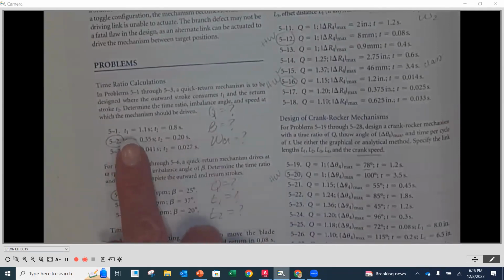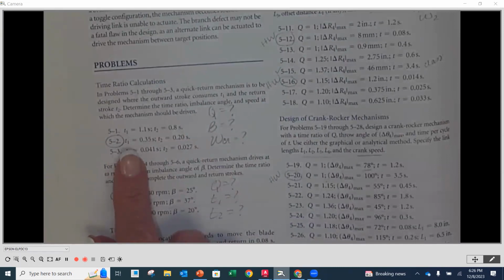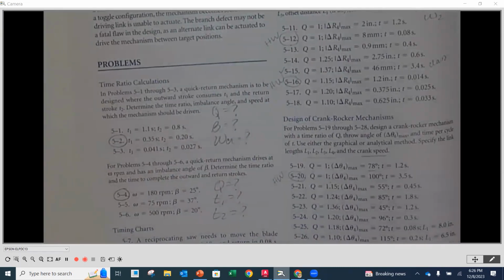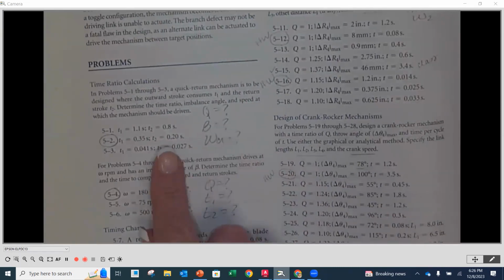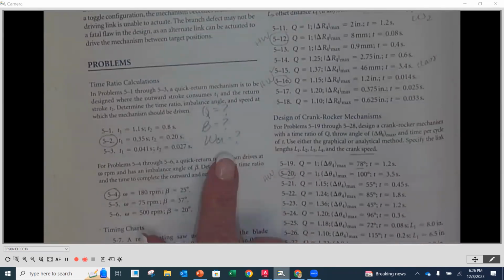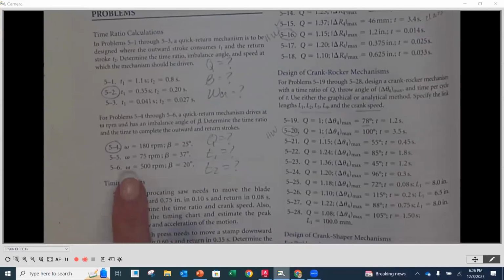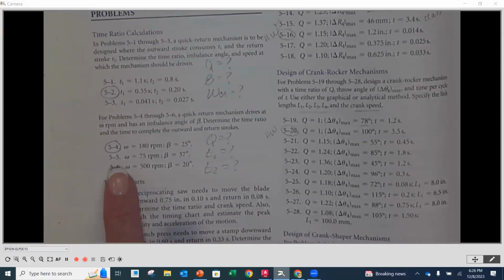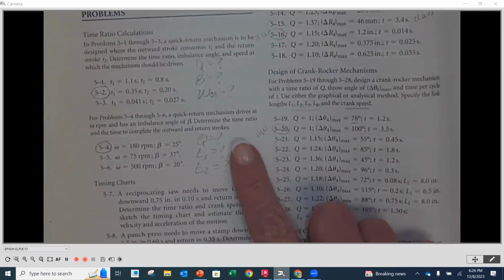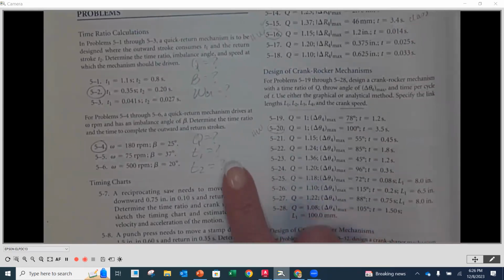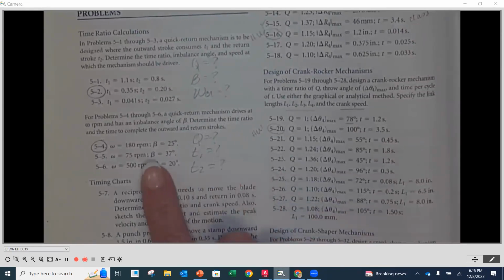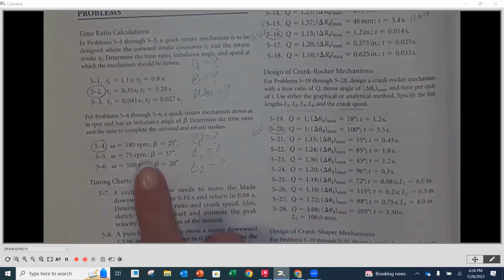Okay. They're giving you time 1. So that's going to be the time in the outward stroke. And then time 2 is going to be the inward or the return. All right. So from those two numbers right there, Q, beta, and W. All right. Then for problem number 5, they're giving you a little bit different information. This time you want to determine Q, your time 1 and your time 2 with the information you get here. So you've got a beta angle and you've got a W. Okay.